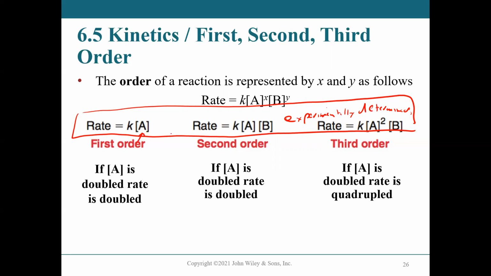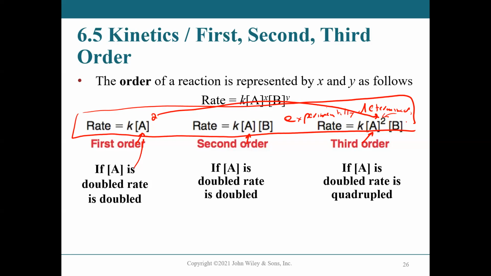So we see that this is first order in A, this is second order in A, and this is third order in A. So if A is doubled, the rate is doubled. But when you add that square right here, if A is doubled, the rate is quadrupled then. But like I said, to determine this, you have to experimentally determine these numbers. Superscripts is what I was looking for. You have to experimentally determine the superscripts. You have to experimentally determine the rates.